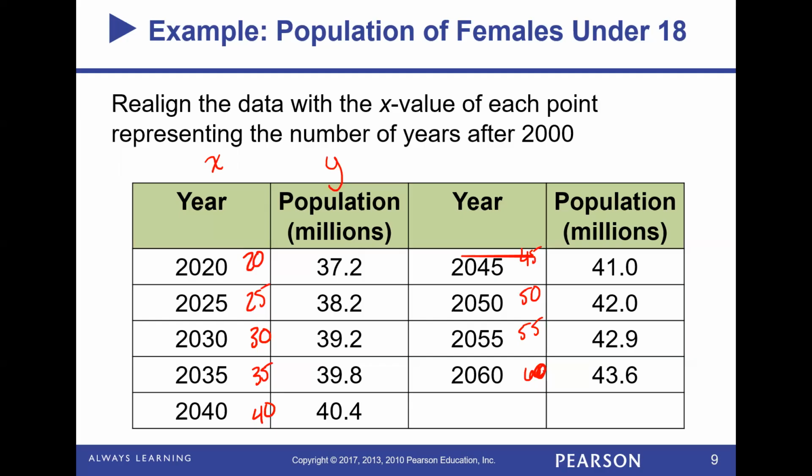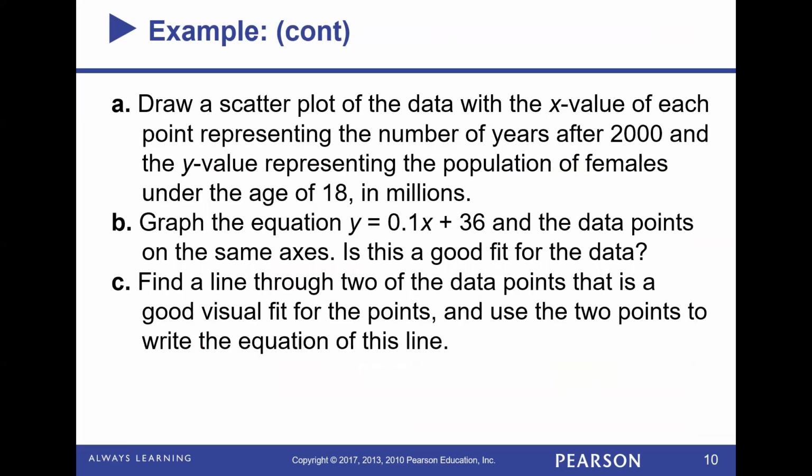Okay. So as you guys can see there, we've realigned it. Now, why was it really important to do the realigning? Well, what we are going to do is we're going to answer the following data. And this is why I do the realignment, because normally in part A of the problem, it's going to say, draw a scatter plot of the data where the X value of each point represents the number of years after 2000. Okay. So again, that is the keyword that I'm going to be looking for, and it's going to show up every single time. The number of years after 2000. Okay. Now, Y is going to represent the population of females under the age of 18 in millions.